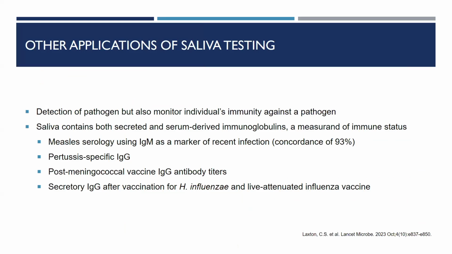There are other applications for saliva testing. So I mainly only talked about the detection of pathogen, but you can also use saliva to measure an individual's immunity. So saliva as a specimen may also contain secreted or serum-derived immunoglobulins, which is a measurement of immune status. And there are plenty of studies that have shown that you can use saliva as a specimen type to perform measles serology, pertussis serology, and then you can also use it to measure antibody titers against vaccinations such as the post-meningococcal vaccine, as well as vaccination for Haemophilus influenzae and the live attenuated influenza vaccine.